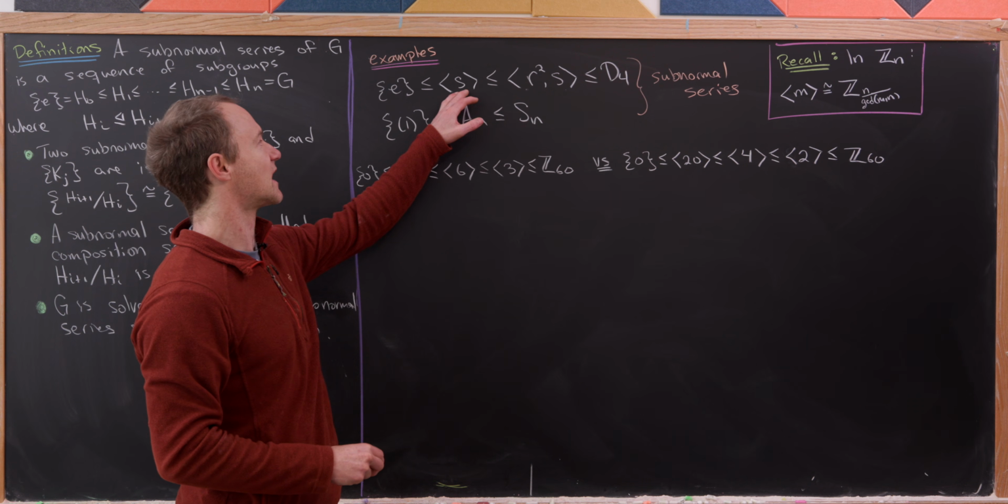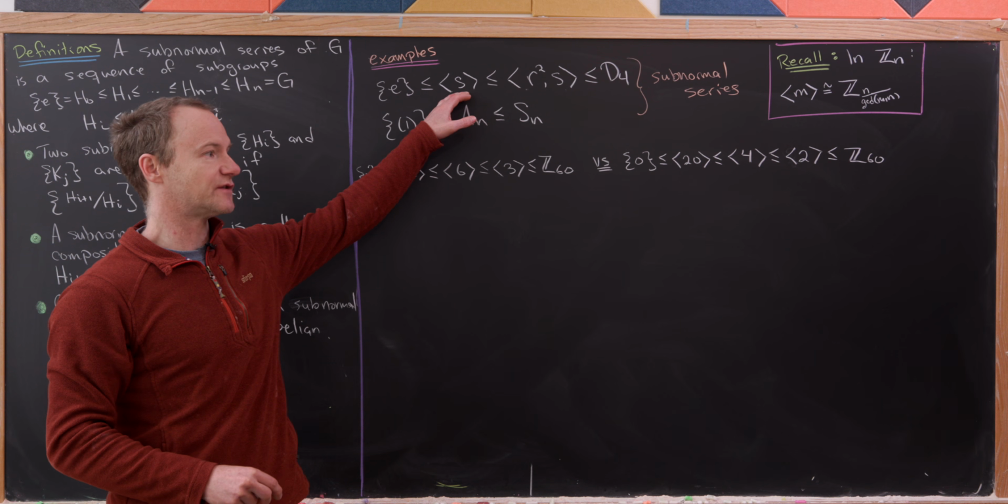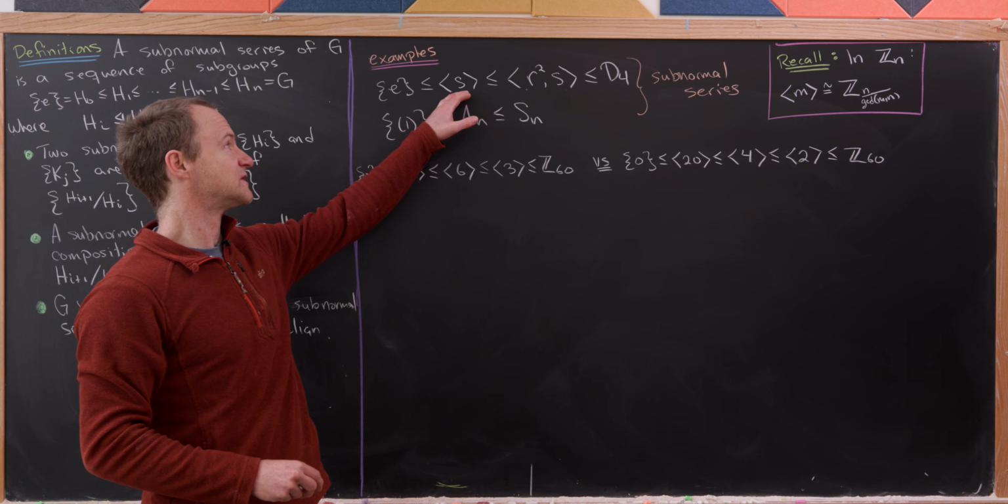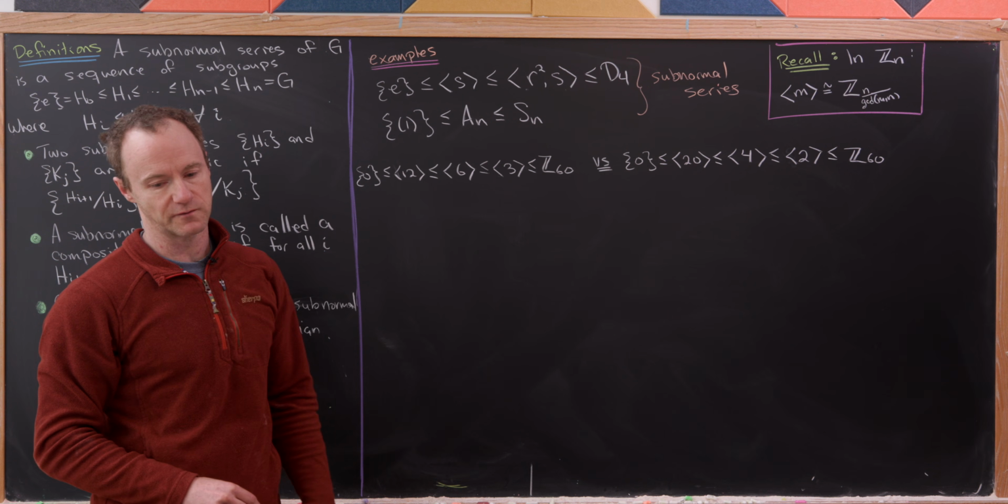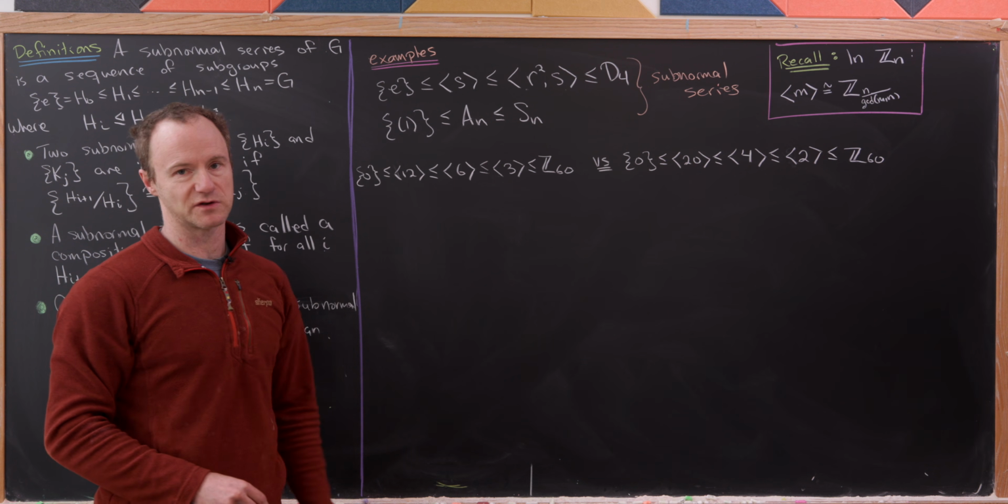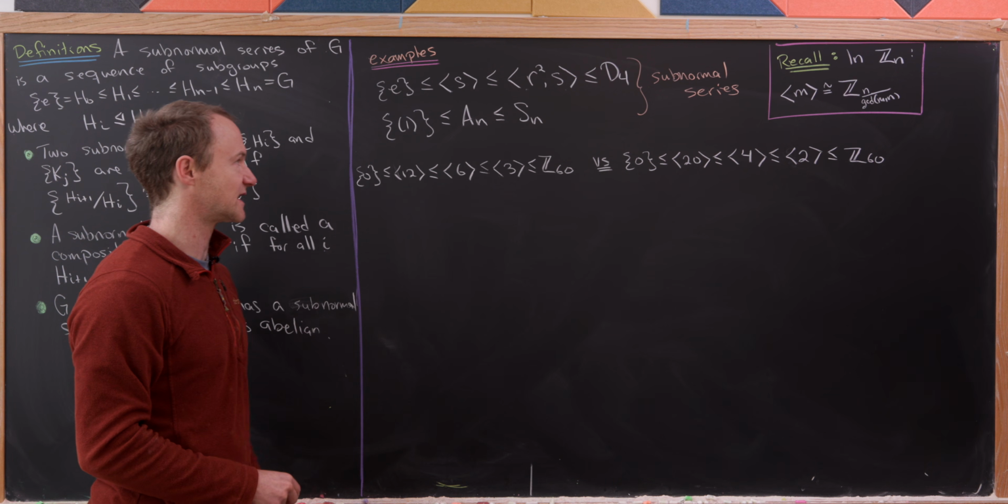And then here we've got the cyclic group generated by the reflection S. That'll be order 2. So since this is order 2, it's normal in this subgroup, which is order 4. So we've got a subnormal series there. Then we could have another subnormal series like this.